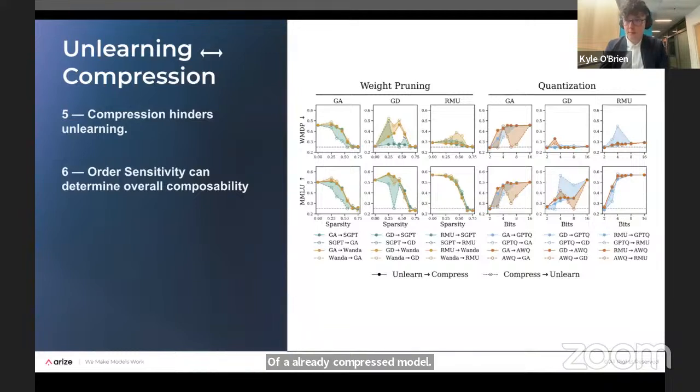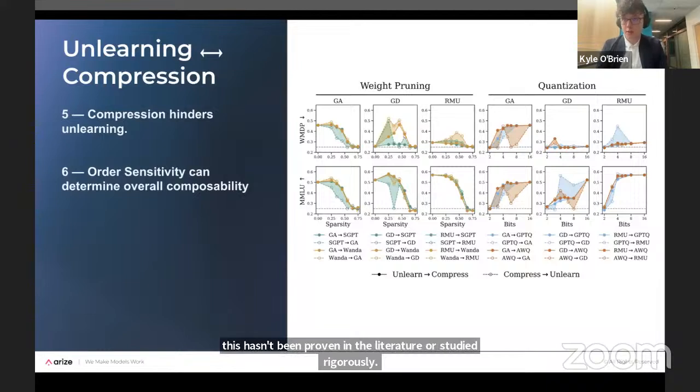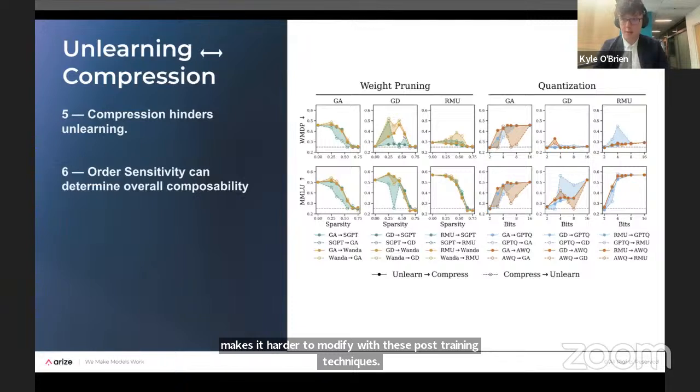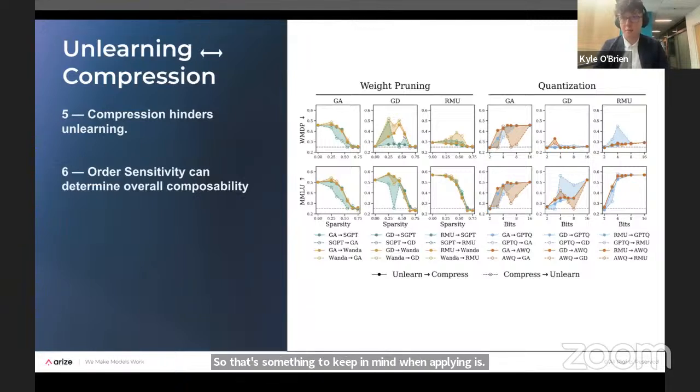And while this hasn't been proven in the literature or studied rigorously, it does seem not particularly surprising that if you compress a model, its knowledge is in some sense more compressed in a way that makes it harder to modify with these post-training techniques. So that's something to keep in mind when applying compression: if you compress your model, modifying it afterwards might be more brittle in some sense, even if its overall performance metrics without any modifications remain strong.